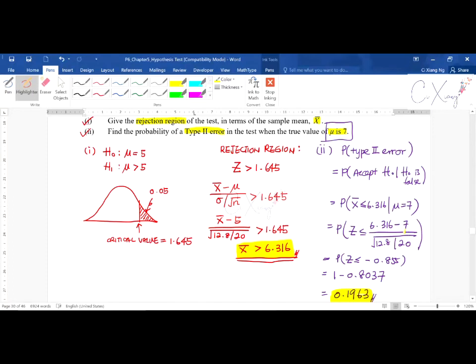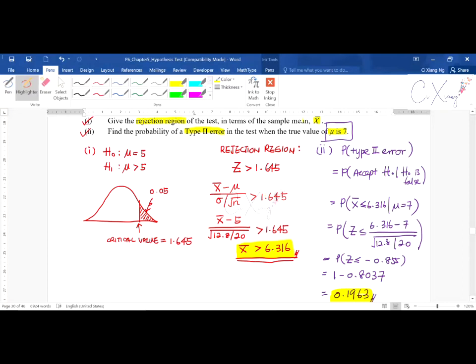Okay, so for this example, in general, you will see that it is a bit different from the previous example. In the previous example, they straight away gave you the rejection region. But for this example, they ask you to find the rejection region on your own first. So if you want to find the rejection region on your own, then generally you have to know the method. Usually I will use a diagram to guide me so that I can see clearer that when Z is more than 1.645, then I reject my null hypothesis. So from here, I can get the rejection region.